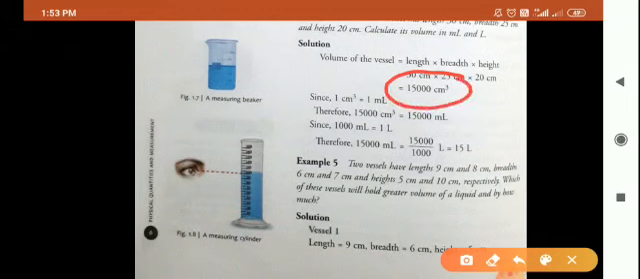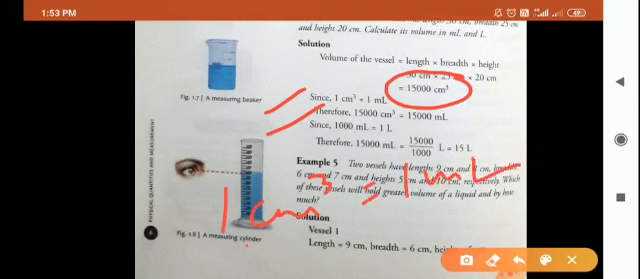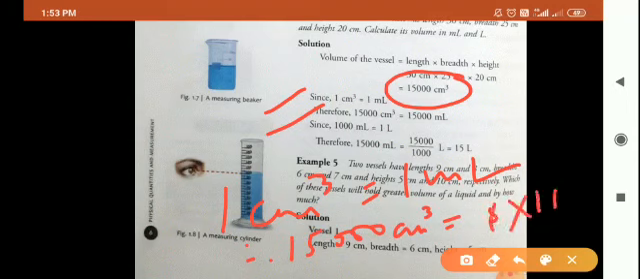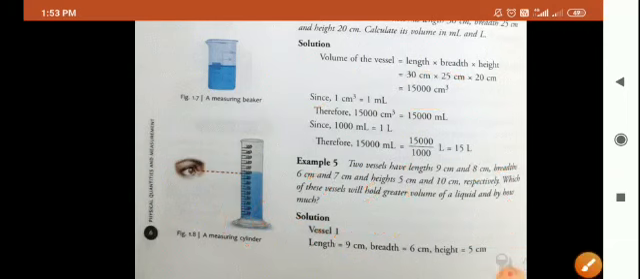You can see? Okay. Now you have to convert this value into milliliter. Now you already know the relation that 1 cubic centimeter is equals to 1 ml. So therefore 15,000 cubic centimeter is equals to 1 into 15,000 ml. That will give you 15,000 ml.